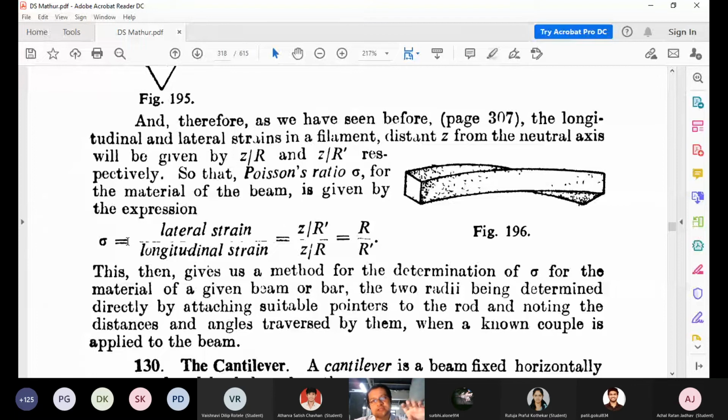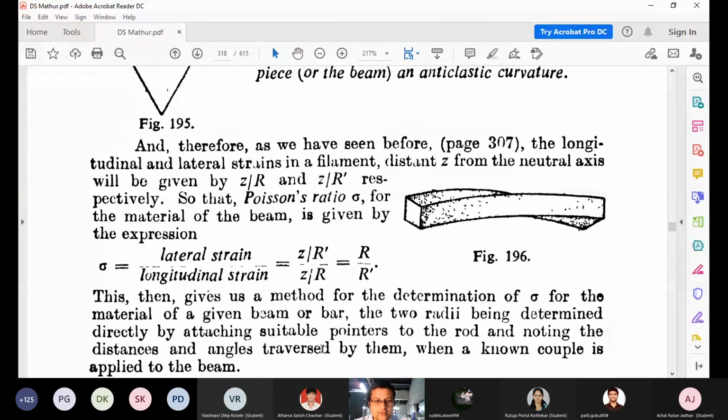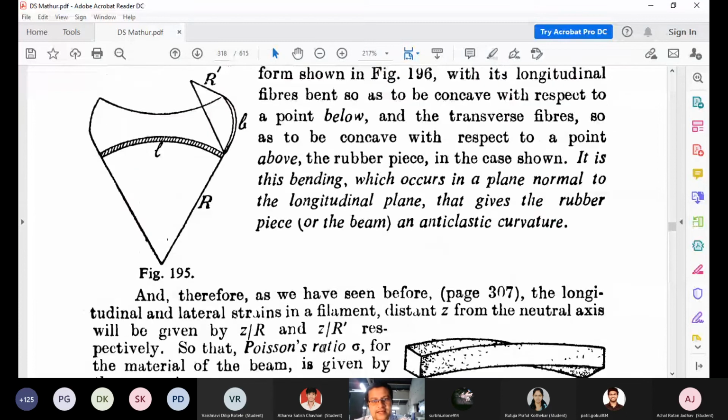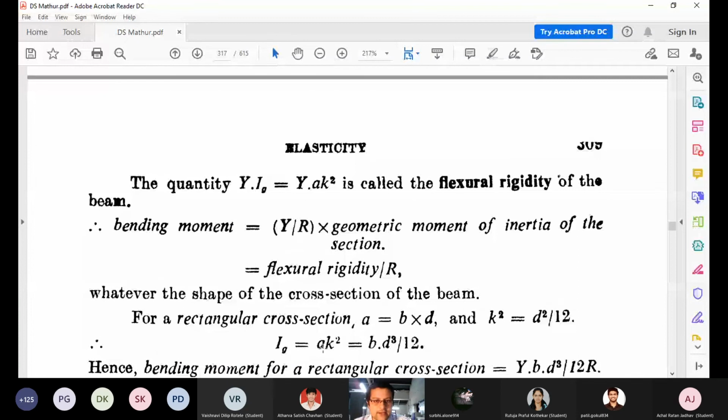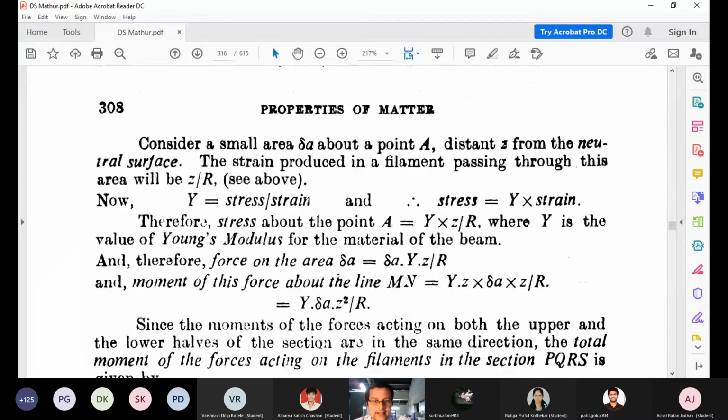So you are applying those forces, the bending and twisting forces, in such a way that a lateral strain is developed. And when a lateral strain is developed relative to the original longitudinal strain, we can define this particular elastic constant called the Poisson's ratio. Okay, so I'm not taking up another term over here; cantilever and these things we will discuss later. If you still have some questions on this bending moment, we can discuss. Hope you agree with the derivation.